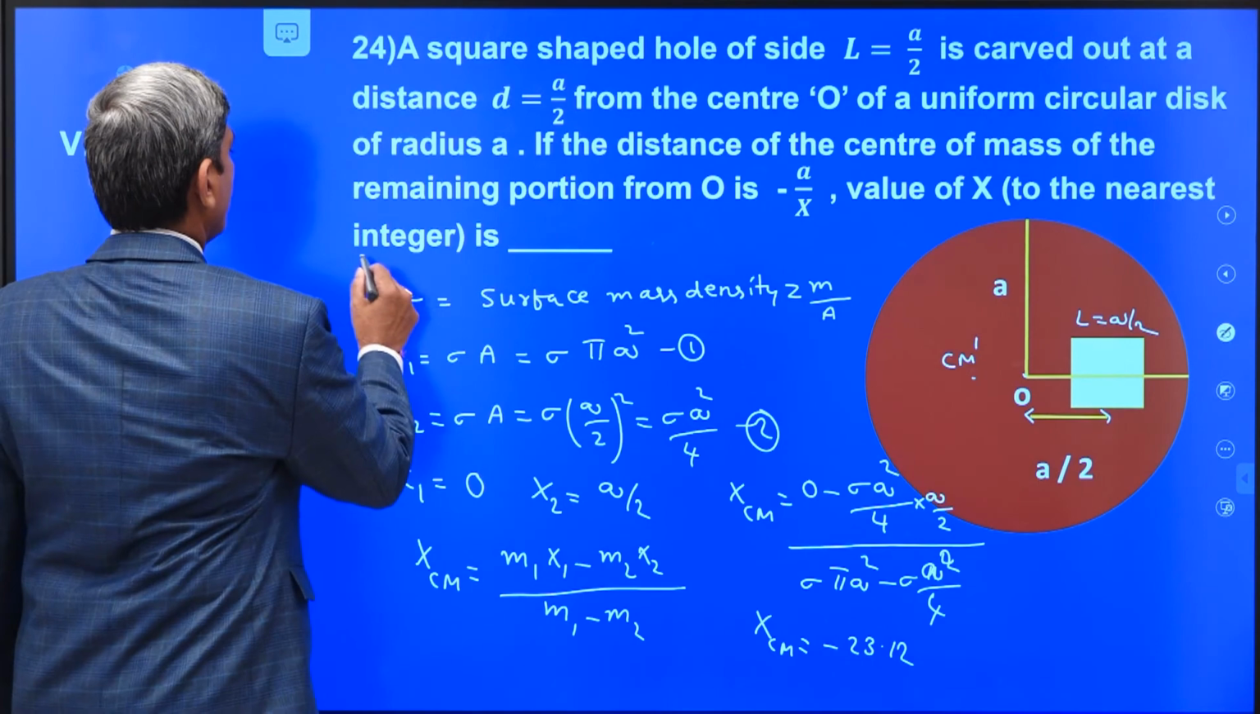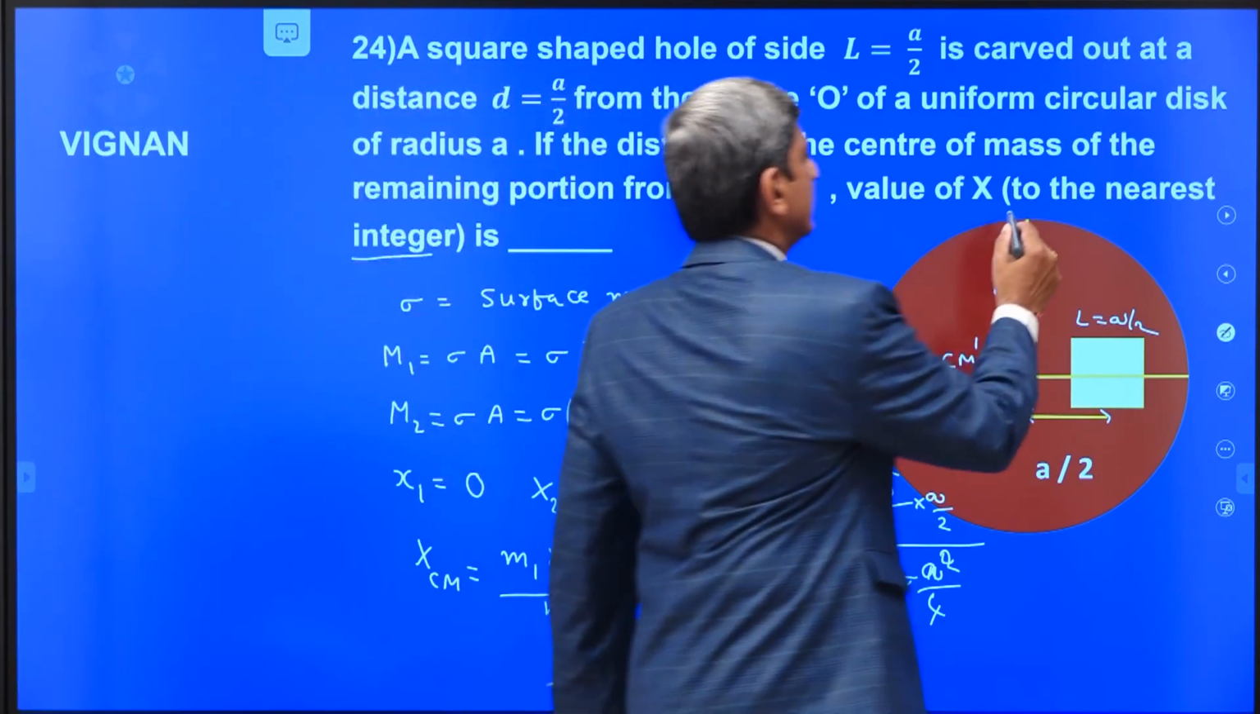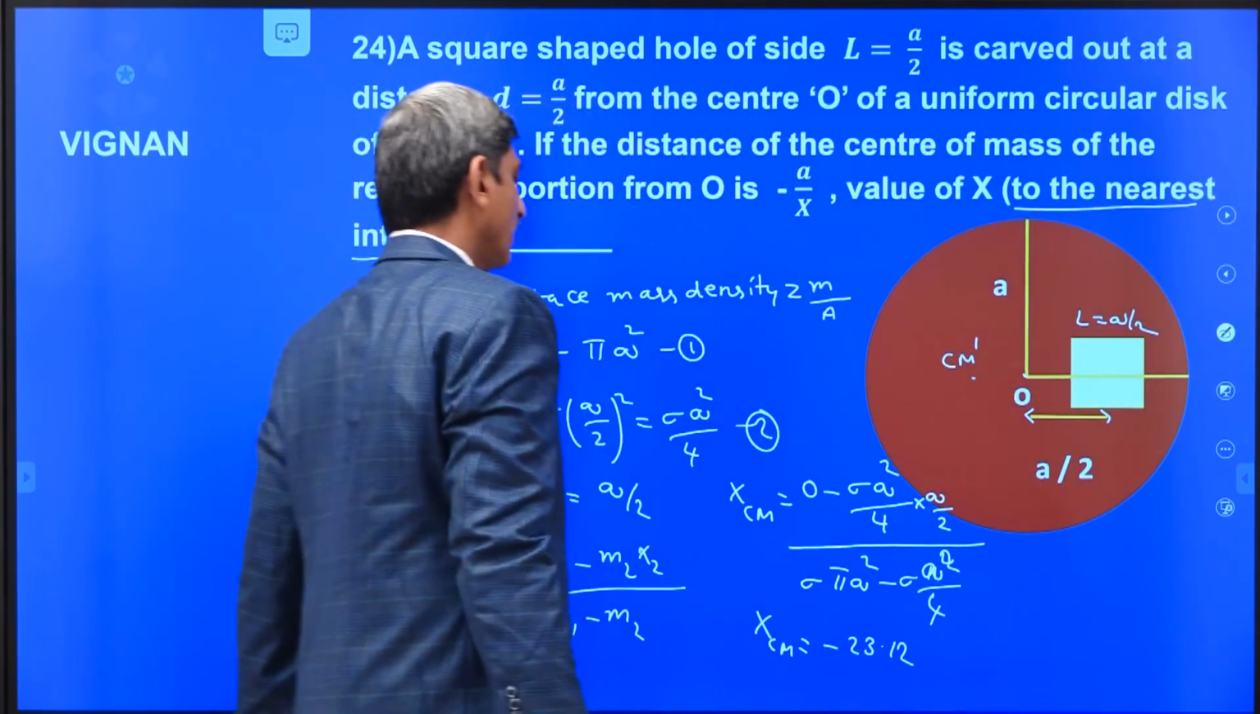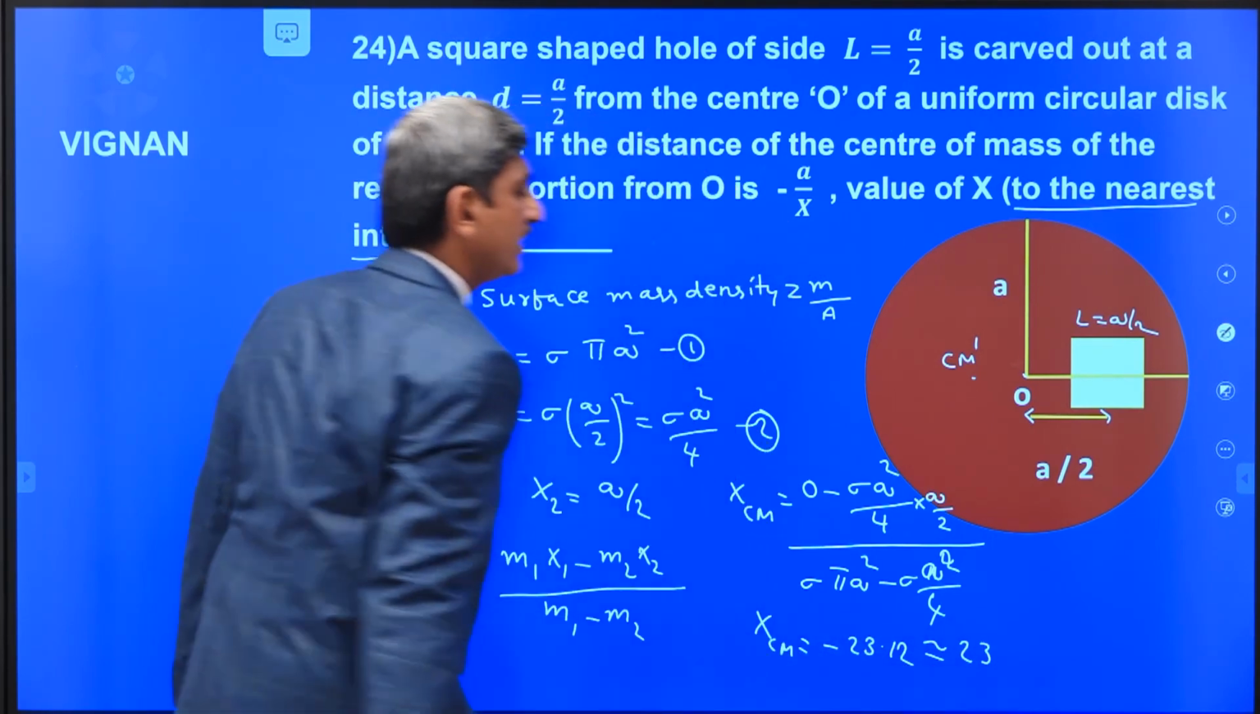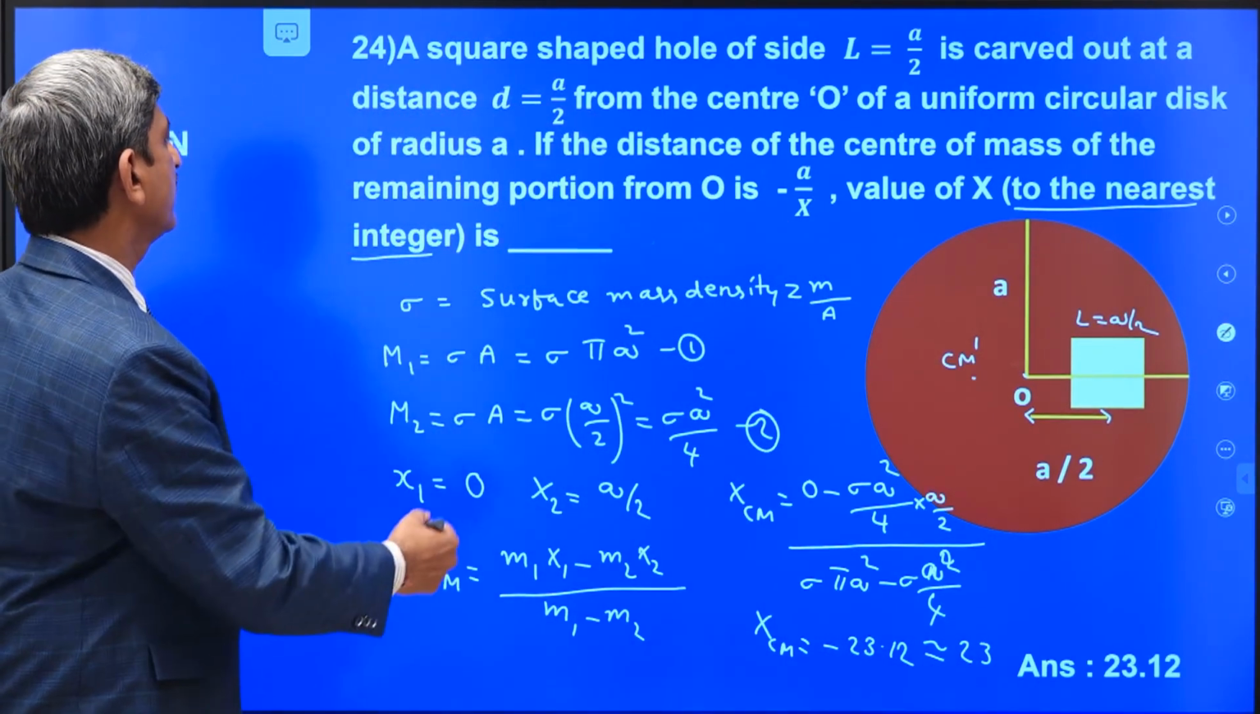But here we want to find out the nearest integer value. That nearest integer value is equal to 23. So your answer is 23.